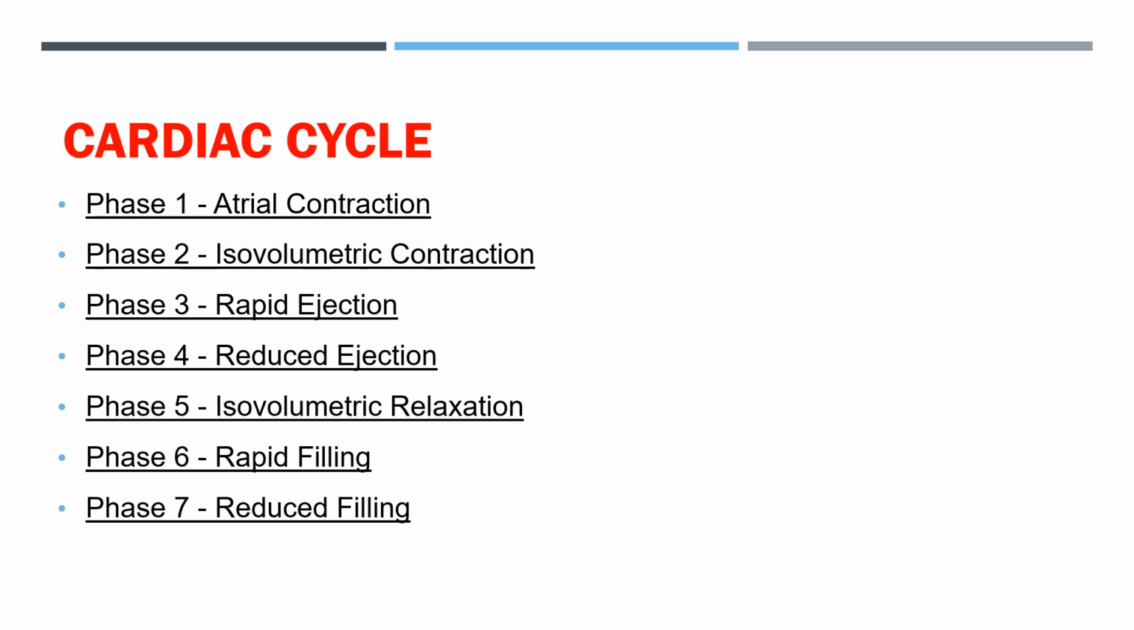So phase 3 is rapid ejection. Because of the higher pressure inside the ventricle, once the semilunar valves open, there is rapid ejection of the blood into the great arteries. That is phase 3. And phase 4: once the pressure gets relieved a little bit, there is reduced ejection. The amount of blood that is ejected will reduce as the pressure falls. That is known as reduced ejection.